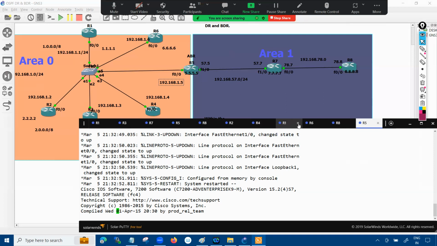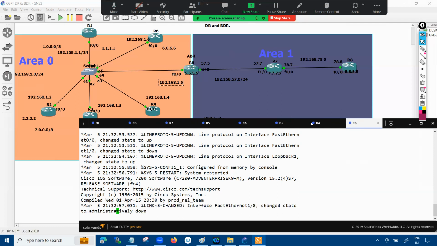I just need to remove this guy. Router 6, I need it. Router 8, I need to remove it. And router 5 also. So we have router 1, router 2, router 3, router 4, router 5, router 6, router 7, router 8. Perfect. So on router number 1, if you see right now, I'm just going to enable the interface label.